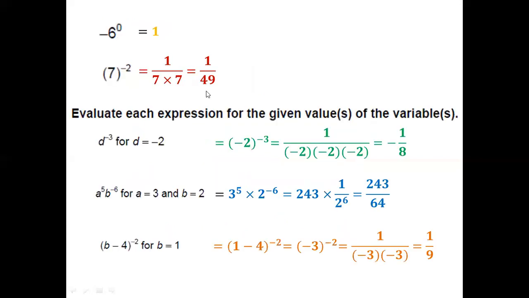Moving on. Now, this is the simplest and easiest one among exponents. Anything to the power of 0 is 1, no matter whether the base is negative or positive or decimal or fraction. Anything to the power of 0 is going to be 1. Now, this is similar to 7 to the power of negative 2, because if you remove the parentheses, you will be left with 7 to the power of negative 2. So that means 1 over 7 multiplied by 7, which is going to give you 1 over 49.